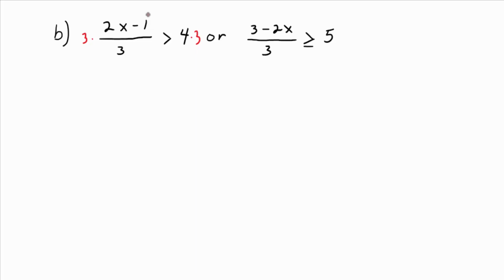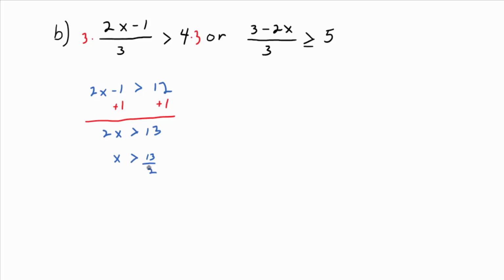So what do you get on the left side? 2x minus 1 is greater than 12. Can you add 1 to both sides? What do you get if you add 1? So we get 2x is greater than 13, or x is greater than 13 over 2.